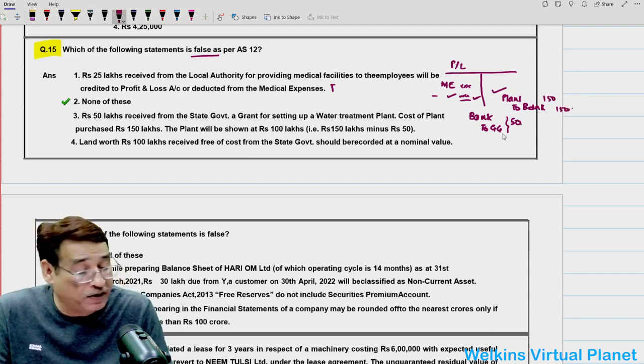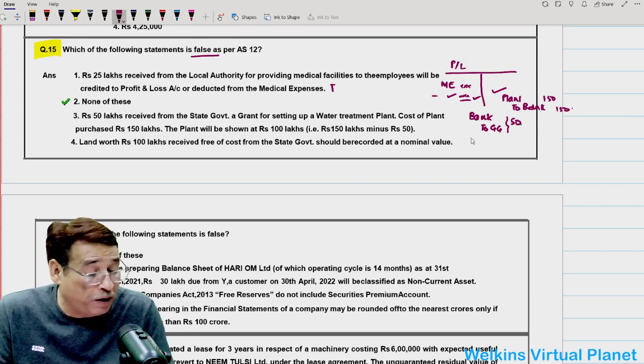This grant which we received from the government will now be credited to the plant account. Is it clear to you? So I will write government grant account debit to plant account.